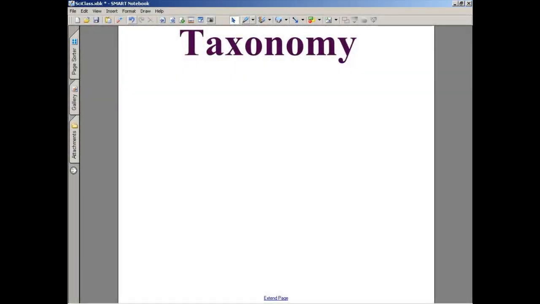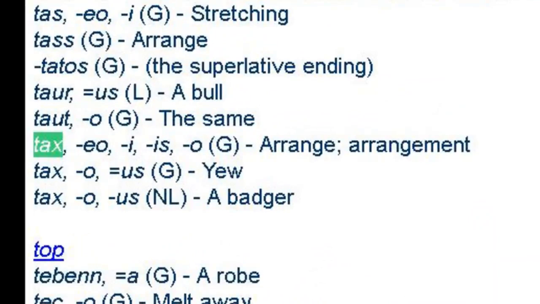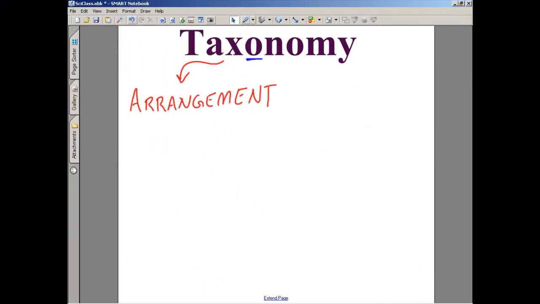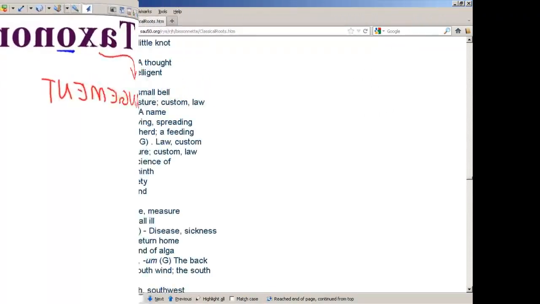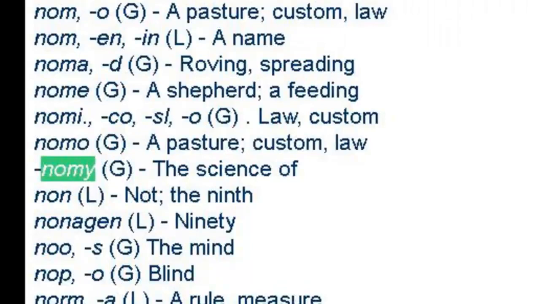Taxonomy. Let's first break apart the word into its Greek and Latin roots. I'll go to the page that has all the Greek and Latin roots, and we'll look at what tax means. You will see that it means to arrange or an arrangement. The O, as we see in the word, is what connects to the second part, the nomy part. So we'll go back to the Greek and Latin roots page and look at that, and we will see that nomy means the science of.